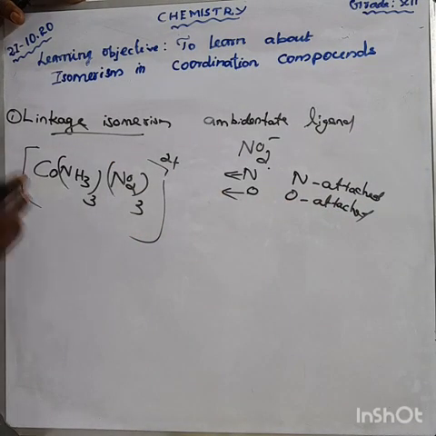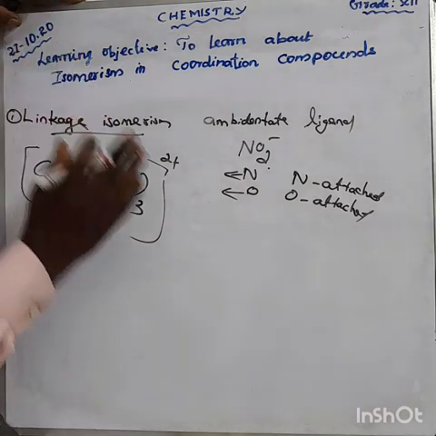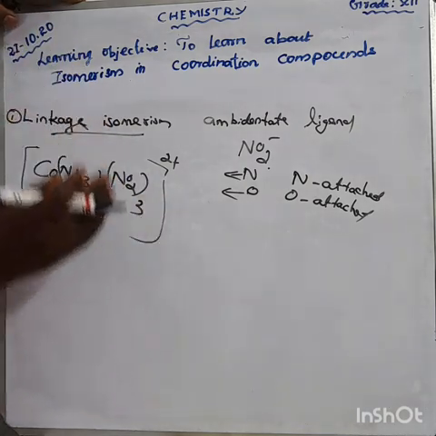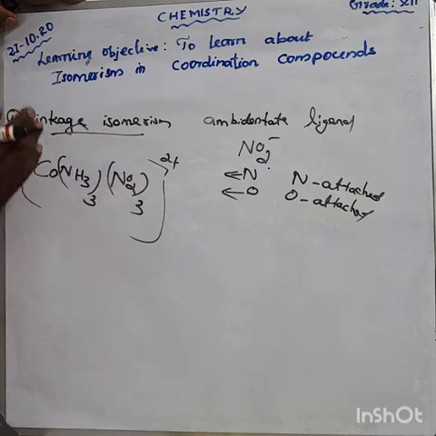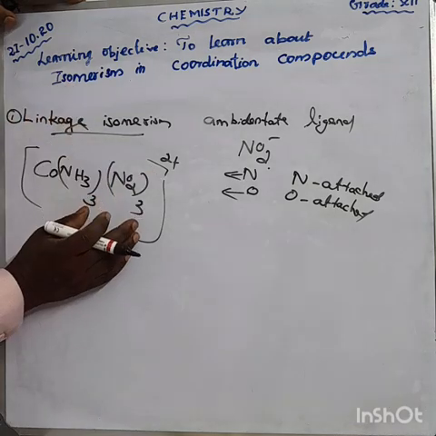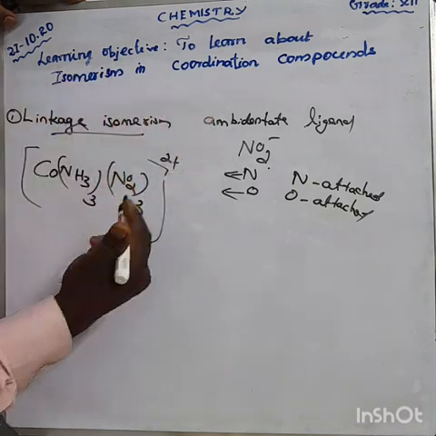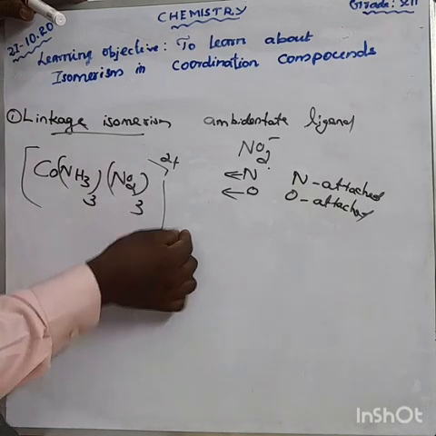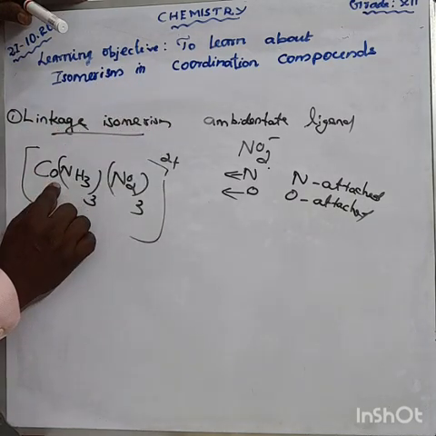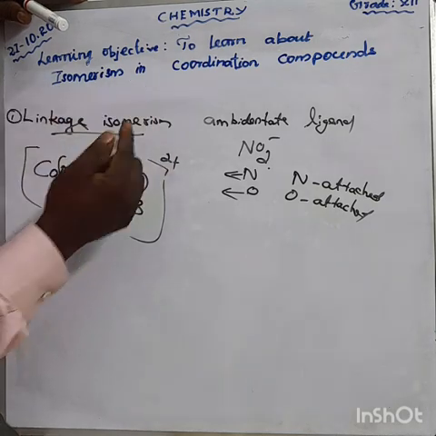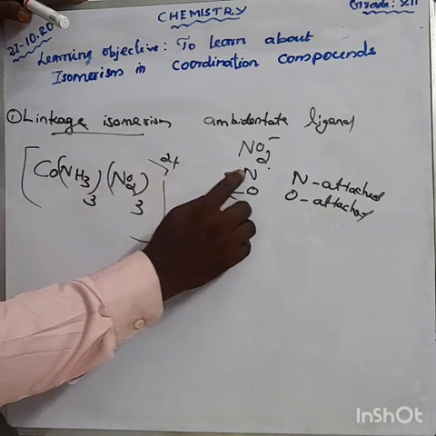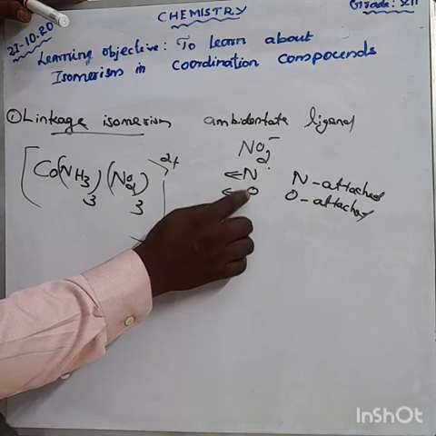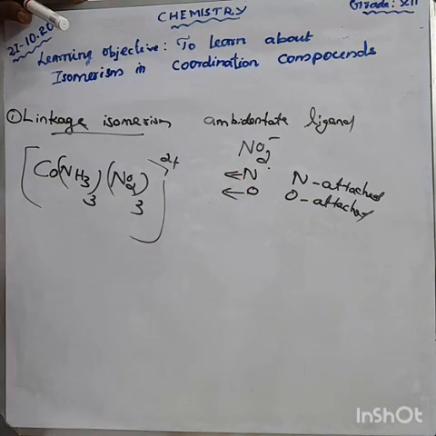So what is the definition? You should write the definition. This type of isomers, that means linkage isomers, arise when an ambidentate ligand is bonded to the central metal atom or ion through either of its two donor atoms. This is the definition. This is the example. Then you should draw the structure.